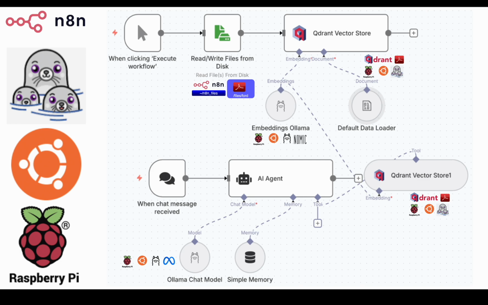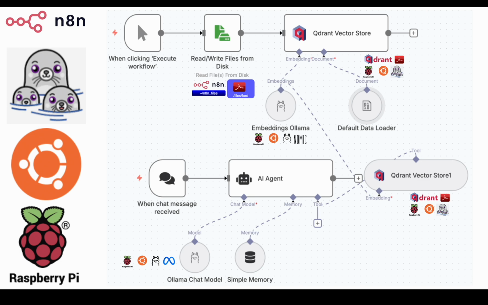So the workflow itself, for the top one, when clicking execute workflow, reads and writes files from disk. In the n8n container, we went to /home/Allen/n8n files, and then I made a folder called /forward. In this folder, we put 5 PDFs. Then we went to the Qdrant vector store, which was on the Podman Raspberry Pi. So it was a Raspberry Pi, Ubuntu, Podman. We used Qdrant, and the chunked up PDFs go in there.